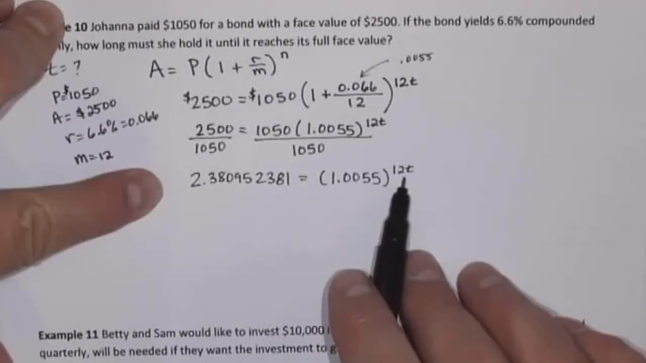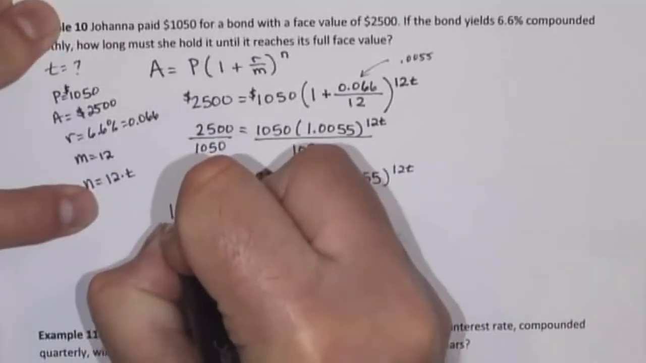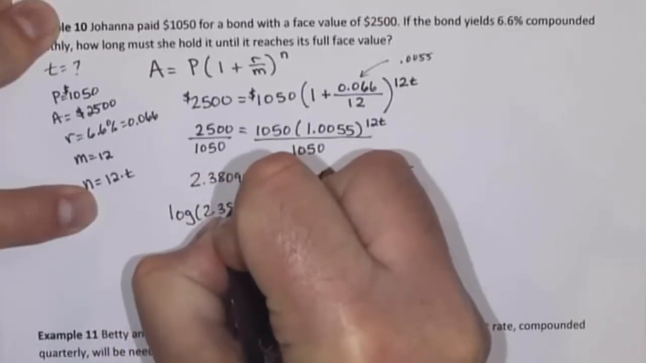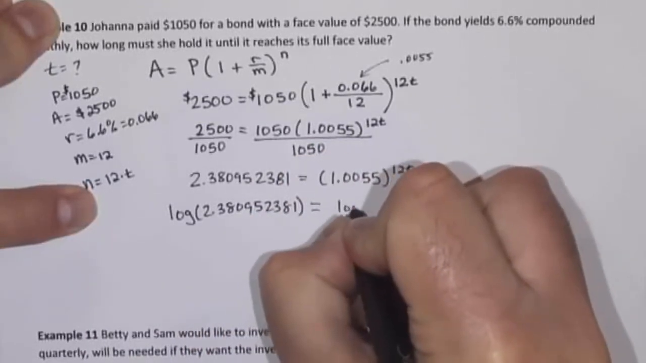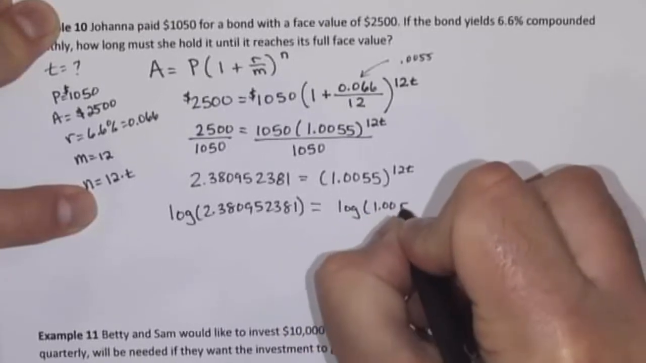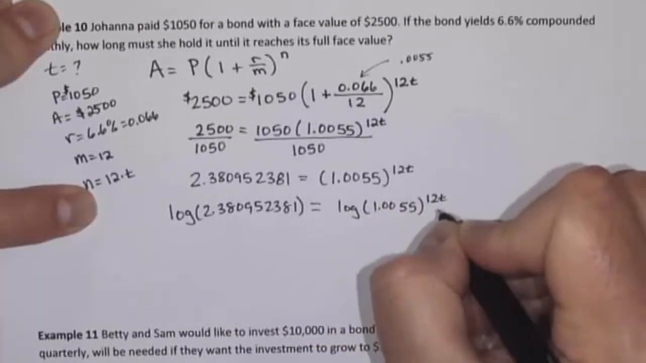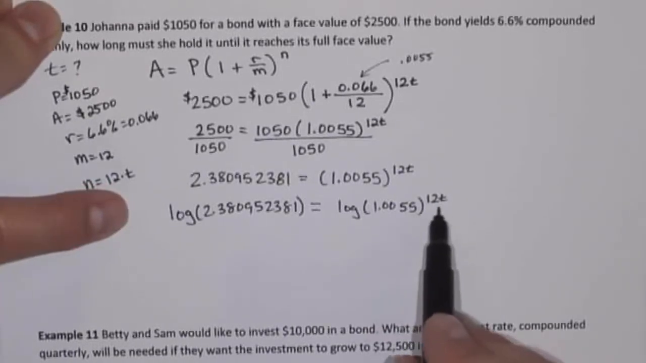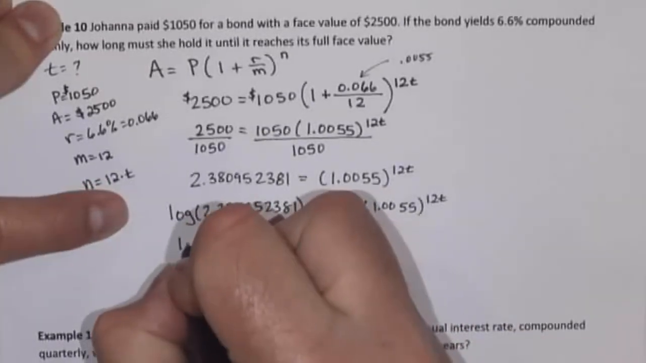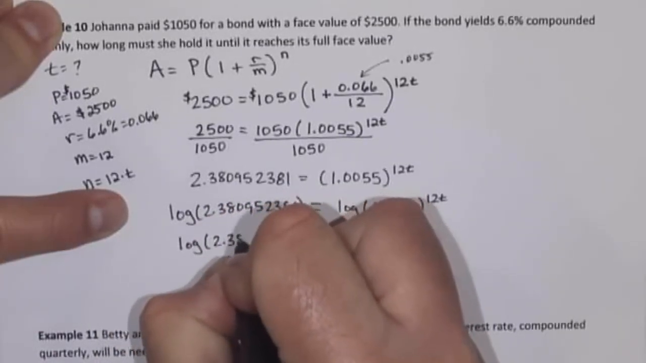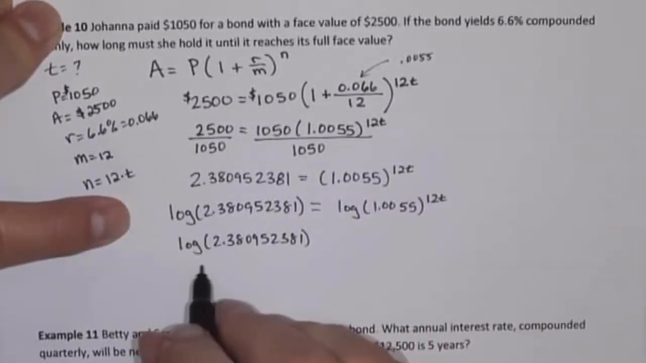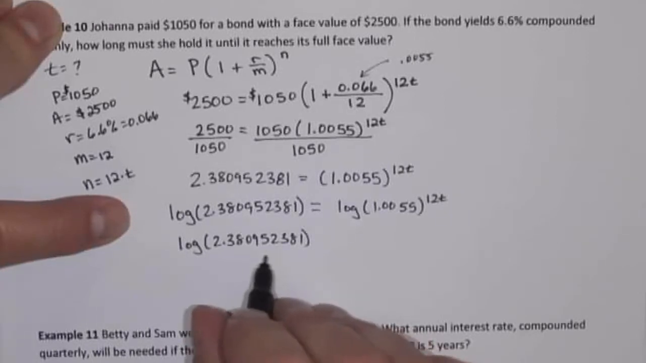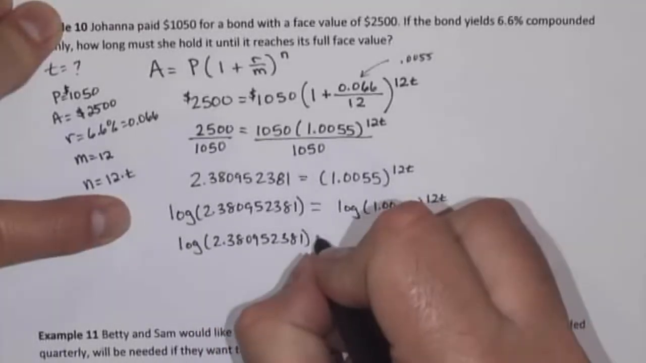Again, I need to get that t down out of the exponent, and the way I can do that is by using the logs. So the log of 2.380952381 is going to equal the log of 1.0055 raised to the 12t power. And by our log property, we can pull that exponent down. So I'm going to have the log of 2.380952381. I'm not rounding that, because if we round and then do more calculations with it, our answer will be off because of rounding error. So that's why I'm not doing that.